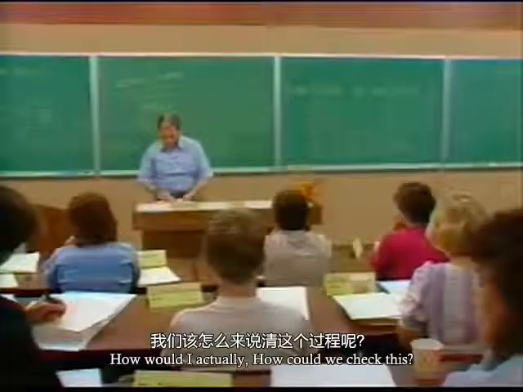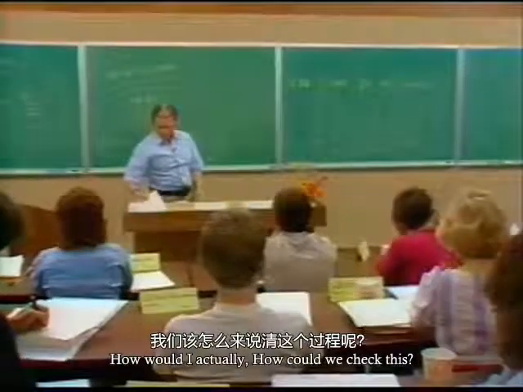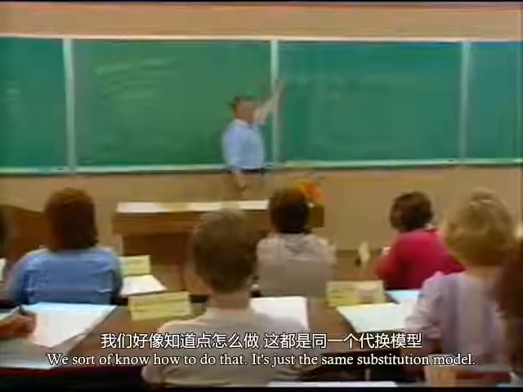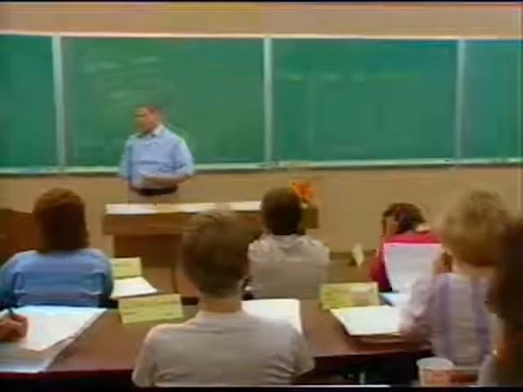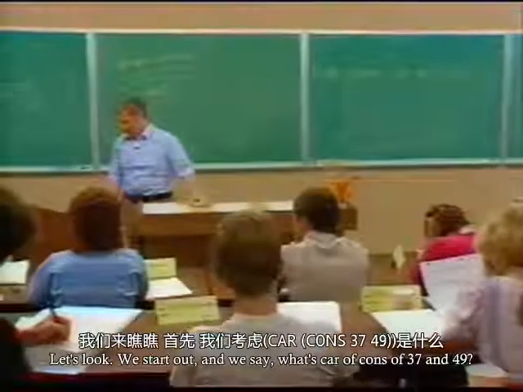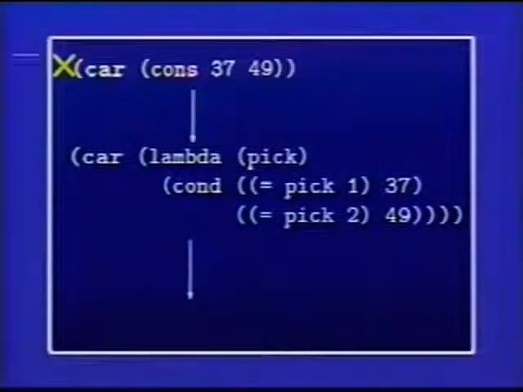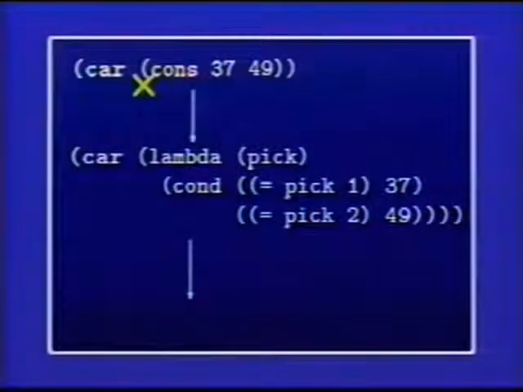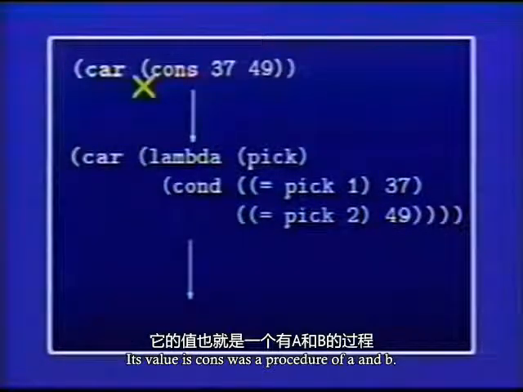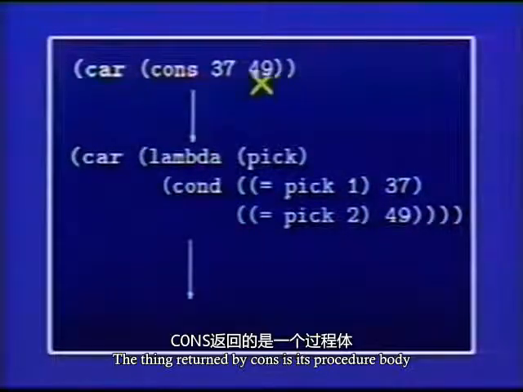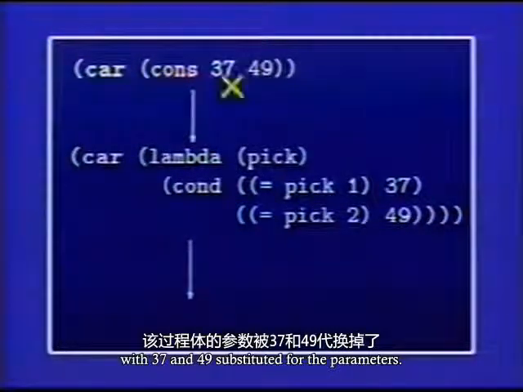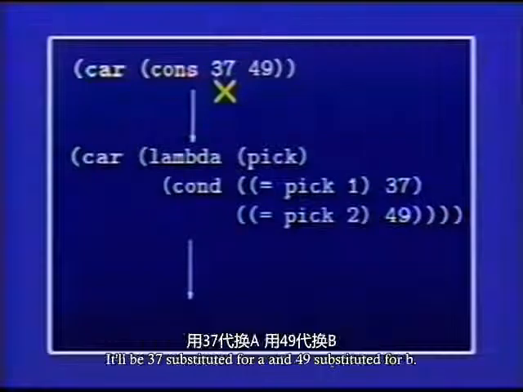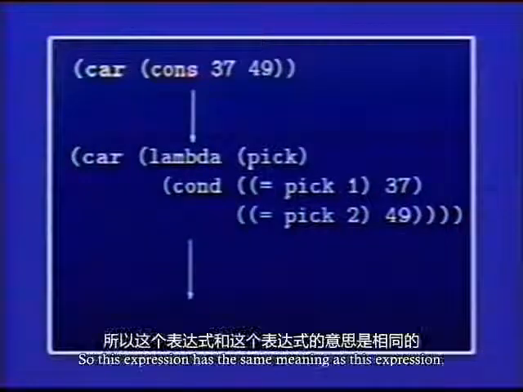How can we check this? We sort of know how to do that. It's just the same substitution model. Let's look. We start out and we say, what's car of cons of 37 and 49? Cons is some procedure, a procedure of A and B. The thing returned by cons is its procedure body with 37 substituted for A and 49 substituted for B. So this expression has the same meaning as this expression.